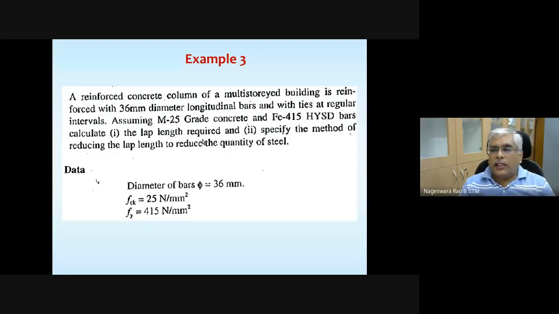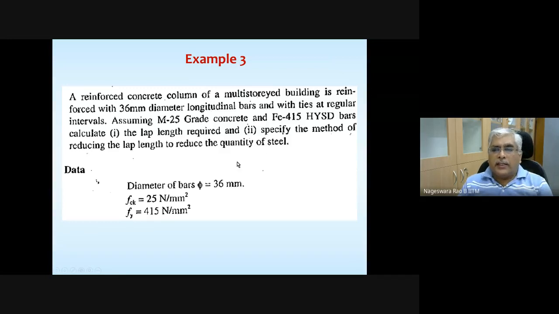the method of reducing the lap length to reduce the quantity of steel, because this is a 36 mm diameter bar. You can imagine for unit length how much steel is going to be there. So how to reduce this lap length? Not only that, when the diameter of the bar is more, when you are trying to lap two bars, the space occupied is also going to be more, and there may be congestion of reinforcement. So there are other reasons as well. Now let's look at how to proceed with this problem.